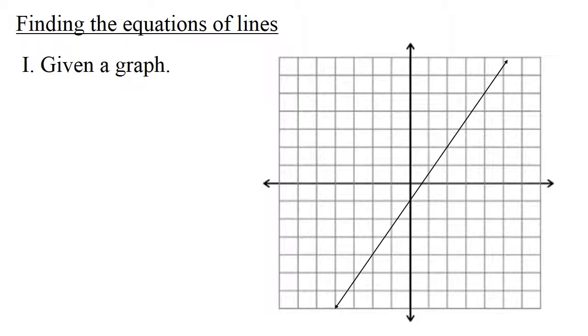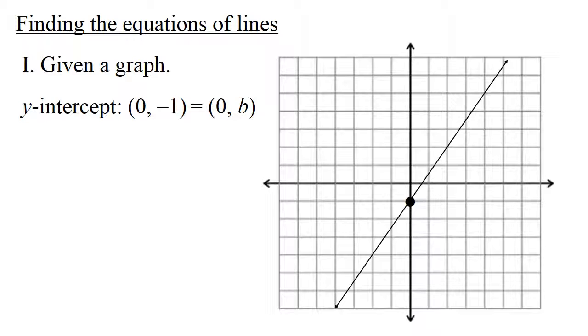Okay, we're going to look at finding the equations of lines. And so we're going to start with, what if we're given a graph and we want to find the equation? So let's say we're looking at this. Looking here, we can see the y-intercept is at (0, -1). If you remember with the equation, this was one of the numbers in the equation, the b. So what we need to do now is figure out the slope.